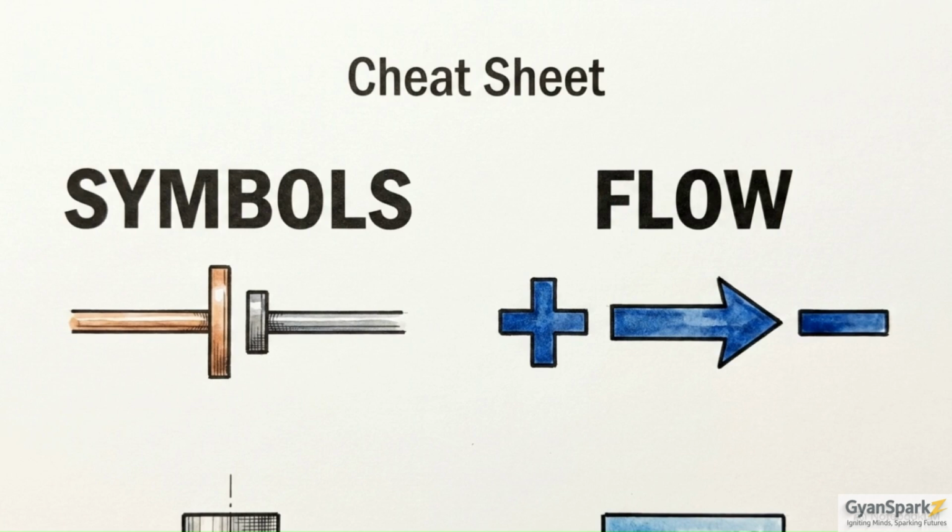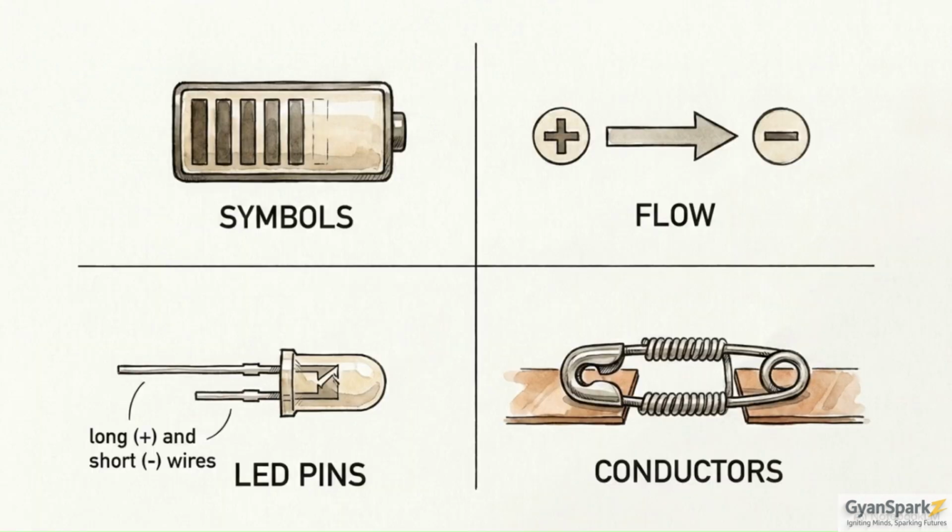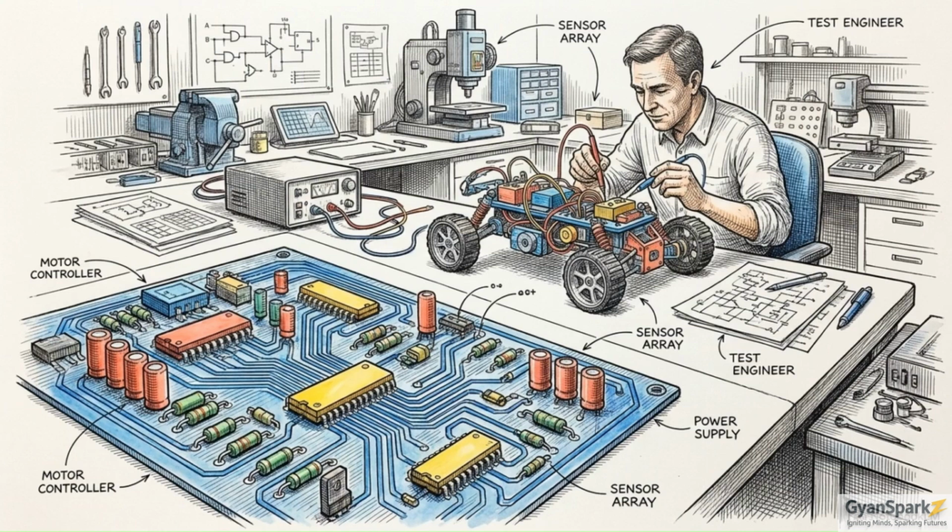Getting this right comes down to 4 core rules: recognizing standard symbols, tracking the positive to negative flow, matching LED pins correctly, and using conductors to bridge your connections. Feel free to screenshot this summary. Master these underlying principles, and you have the necessary foundation to confidently decode, troubleshoot, and build real-world electrical systems.